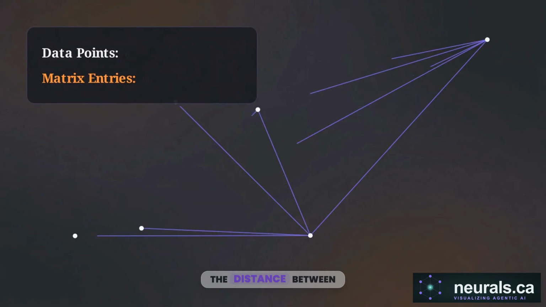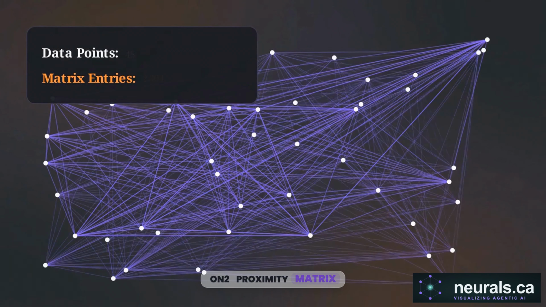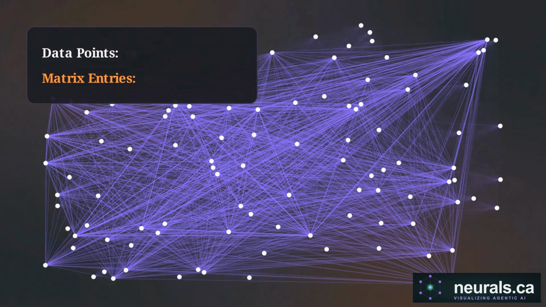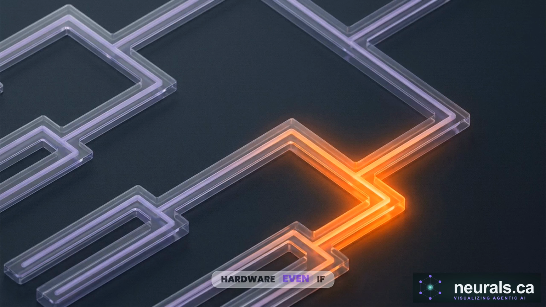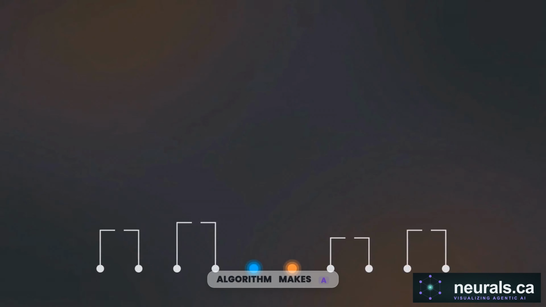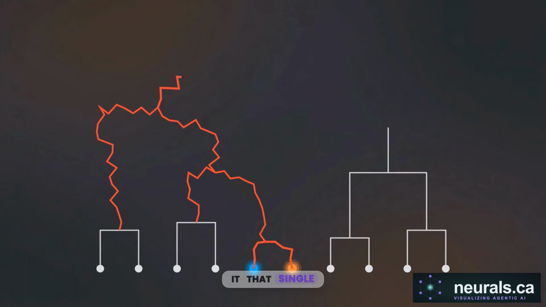Computing the distance between every single point means generating an O of n squared proximity matrix. Pushing hundreds of thousands of rows through that process will freeze most hardware. Even if your system can handle the math, the strategy itself is greedy and irrevocable. If the algorithm makes a poor merge decision early on, it can never back up and fix it. That single error permanently distorts the rest of the branch.